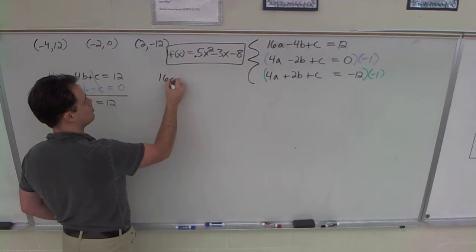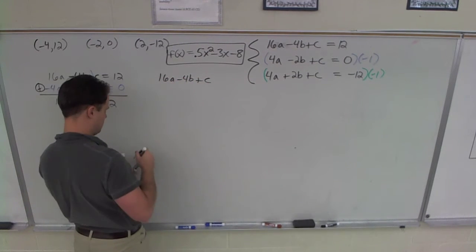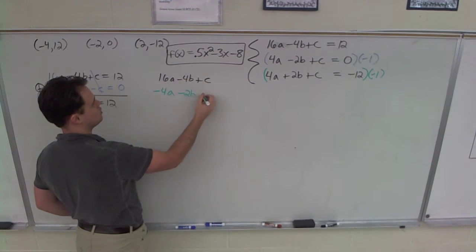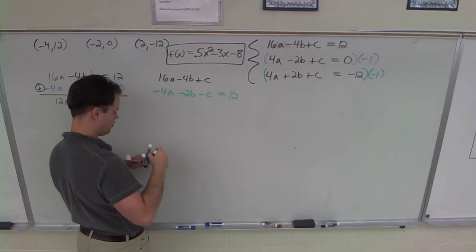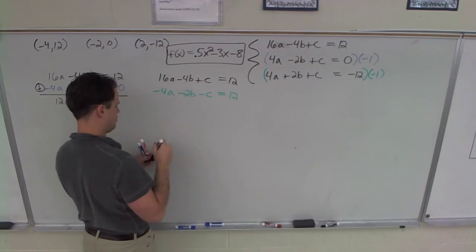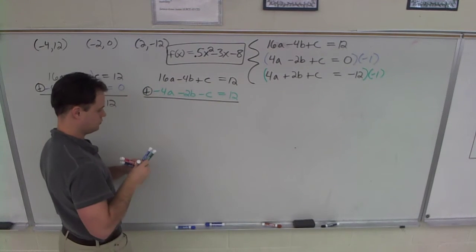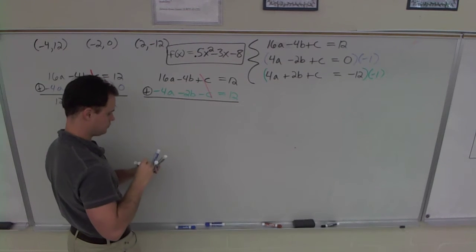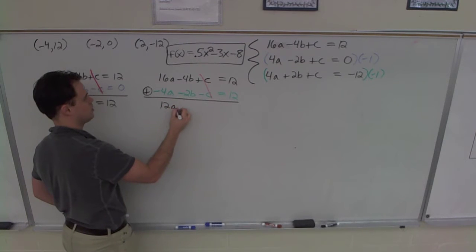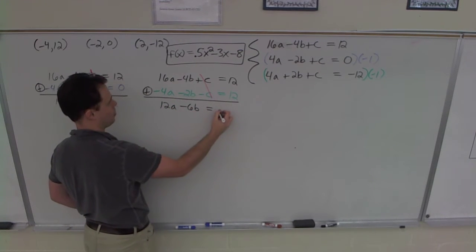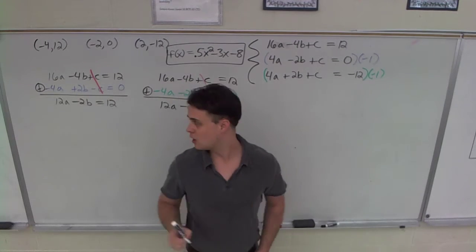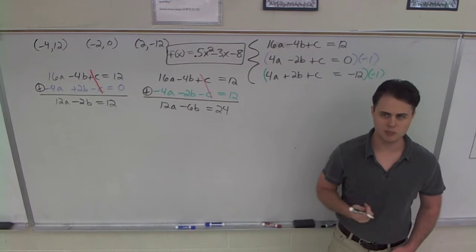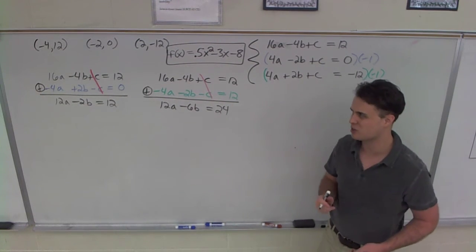So I'm going to go same thing. Minus 4a minus 2b minus c equals positive 12. Oh, I forgot this top part. There we go. What's left is 12a minus 6b, 24. That's another system in AB terms. You can solve it however you want. You can do elimination again, you can do substitution, whatever you want. I think we're just going to stick with elimination.